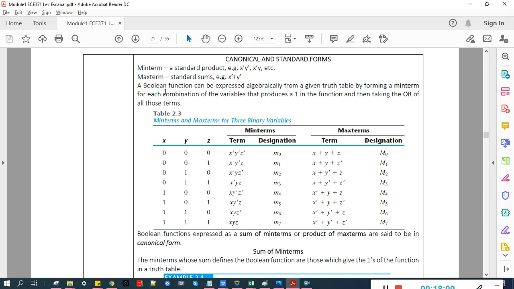A Boolean function can be expressed algebraically from a given truth table by forming a min term for each combination of the variables that produces a 1 in the function, and then taking the OR of all those terms. It says that we can express a Boolean function as a sum, a combination of min terms.